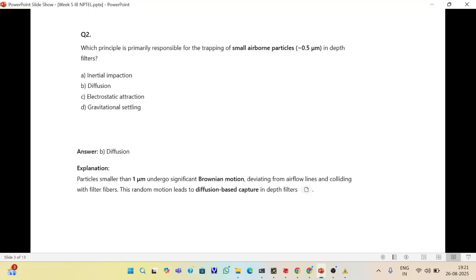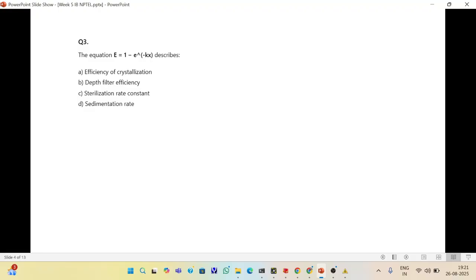Moving on to the next question. The equation describes: so this is the equation you can see. A, efficiency of crystallization; B, depth filter efficiency; C, sterilization rate constant; or D, sedimentation rate. Start answering.